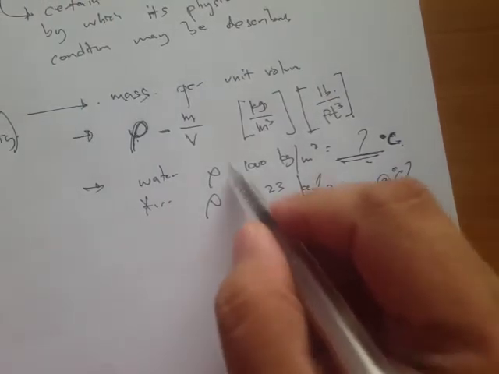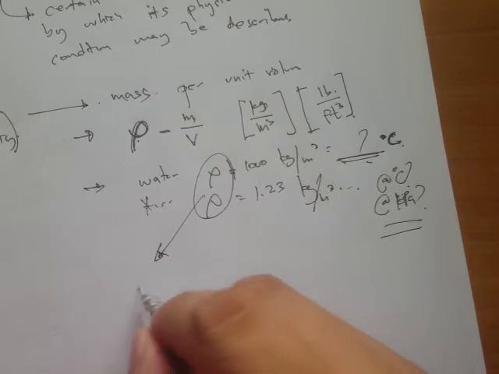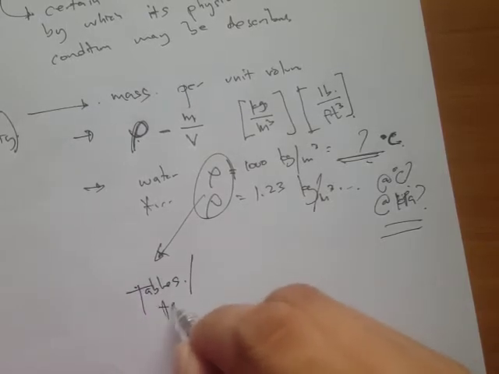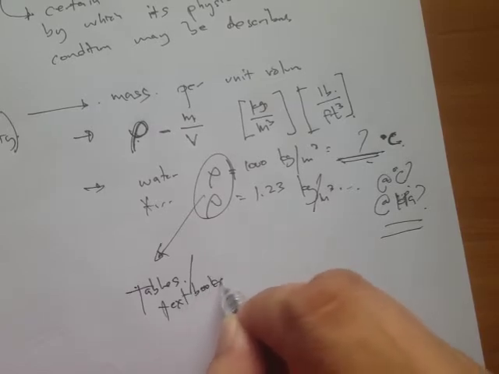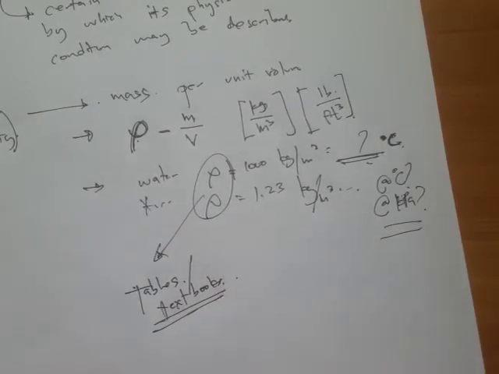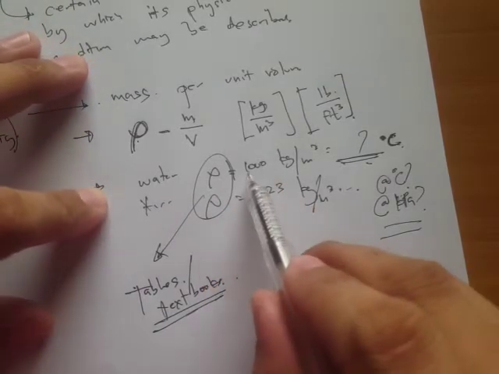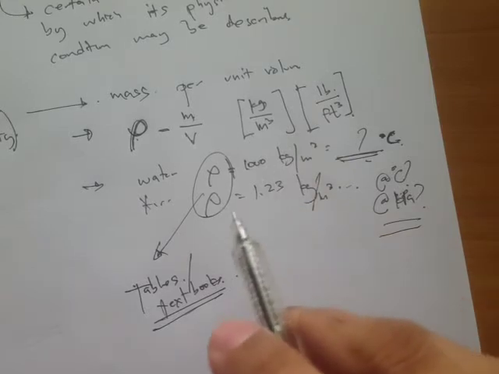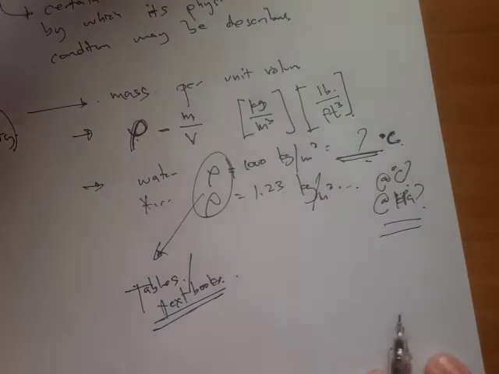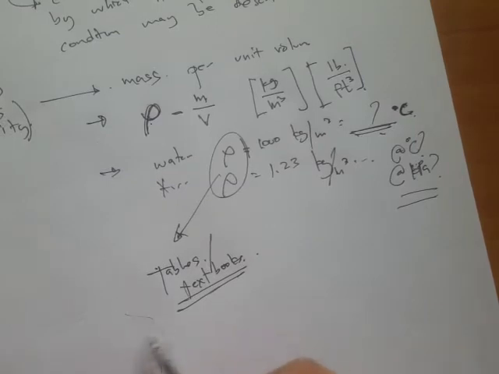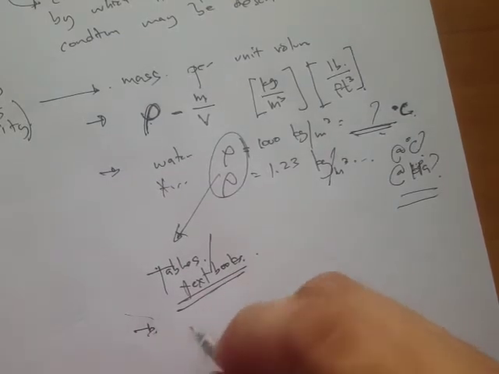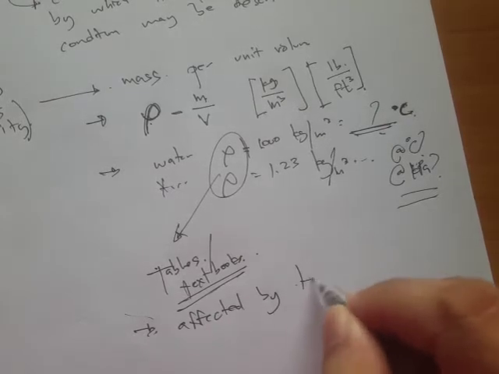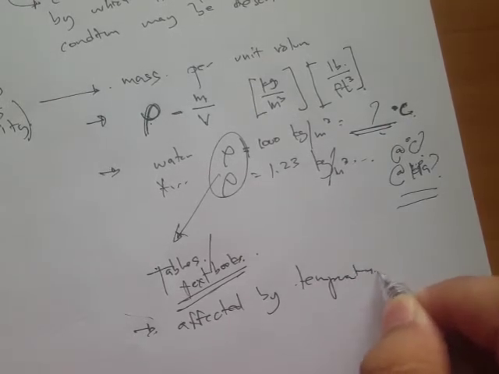So the question is, where can we find this density? It can be found in tables or textbooks. That's why when we say water, we know that it's 1000 because it's already established and already measured. Density is affected by temperature and pressure.